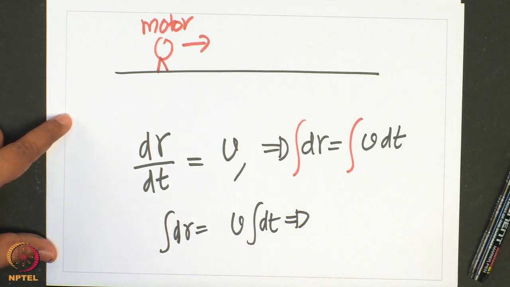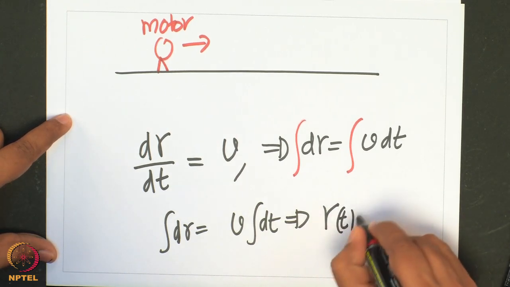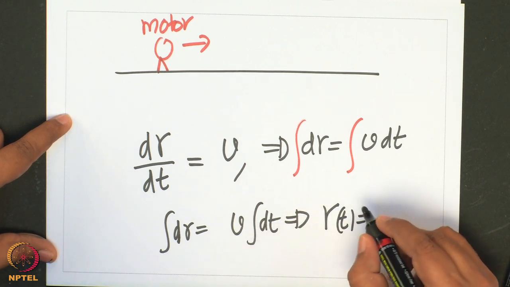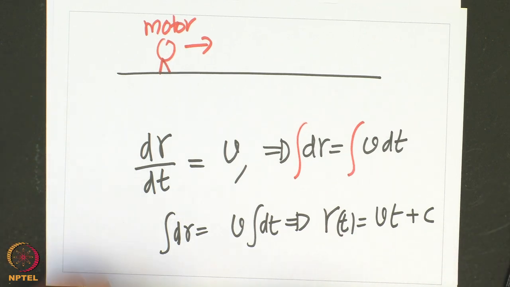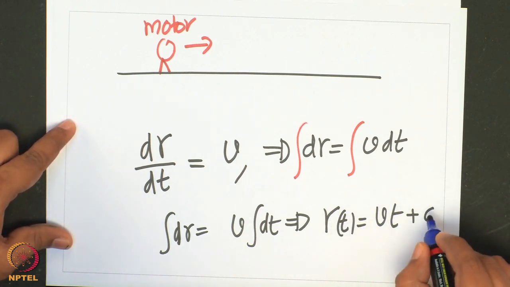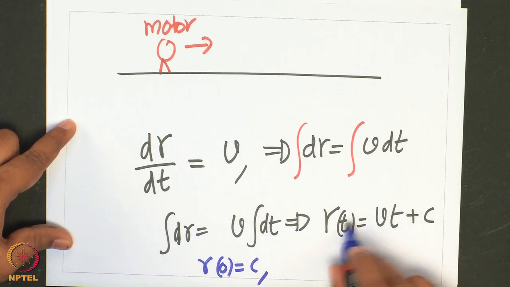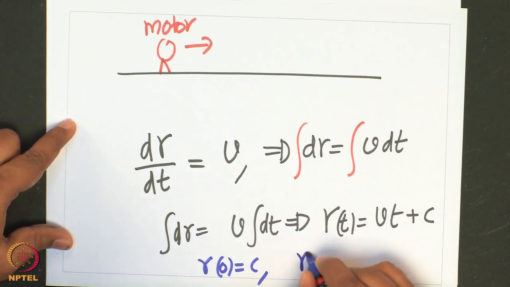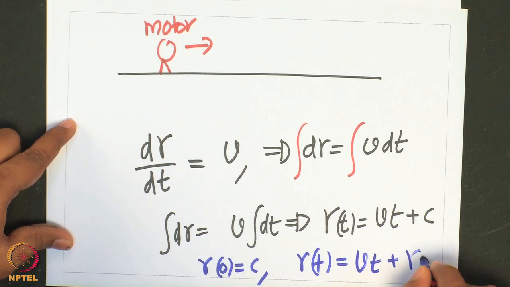This would immediately give us R at any time t: the integral of dt is t, so Vt plus a constant. Now, what is this constant? If I put time equal to 0, I will get R0. So this constant will turn out to be the initial position. I substitute t equal to 0, and R0 will turn out to be C. In other words, the full equation will turn out to be R of t is equal to Vt plus R0.